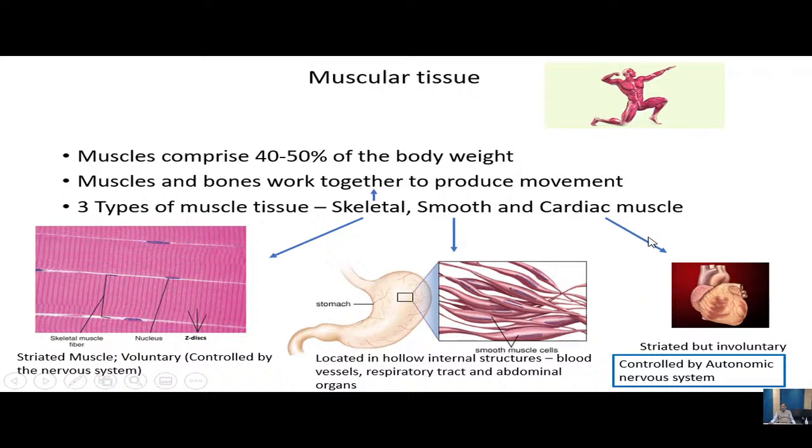Then we come to the cardiac muscle, and cardiac muscle fibers are striated just like skeletal muscle fibers, but they are involuntary. Just like smooth muscle fibers, they are controlled by the autonomic nervous system. The heart is controlled by the autonomic nervous system. So both smooth and cardiac muscles are involuntary muscles, and they are controlled by the autonomic nervous system.